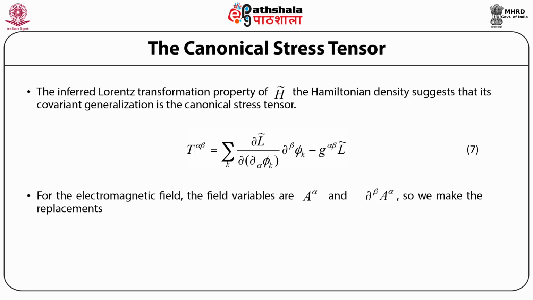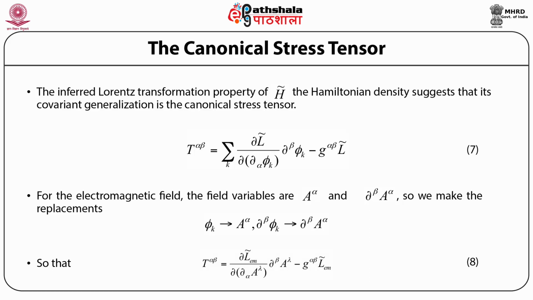For the electromagnetic field, the field variables are A^alpha and del_beta A_alpha. So we make the replacement phi_k goes to A^alpha, and del_beta phi_k goes to del_beta A_alpha, so that T^alpha beta equals del L_EM by del of (del_alpha A^lambda) into del^beta A^lambda, minus g^alpha beta L_EM.